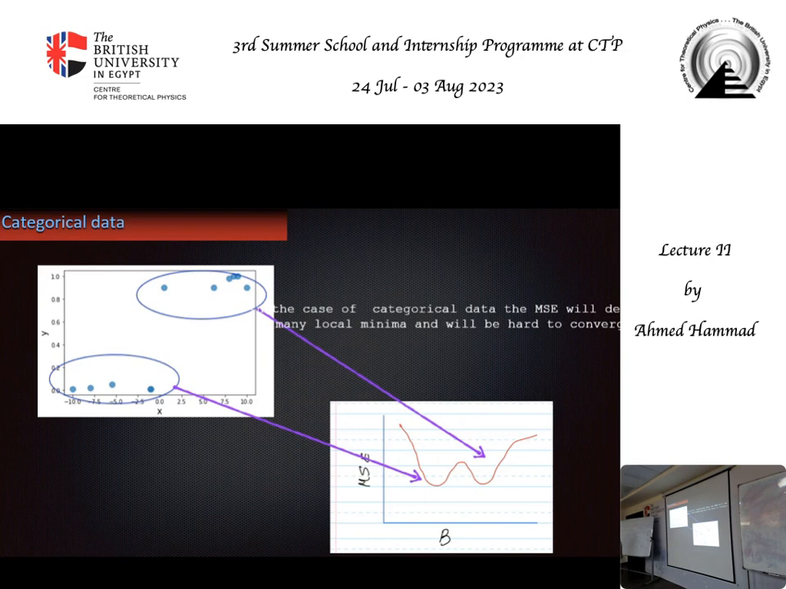No, it will exhibit more local minima. That's the point. If you use the mean square error, absolute error, or root mean square error, it will give you two minima, one minimum here, one minimum there. So even those error functions we cannot use. So we have to think of something different.